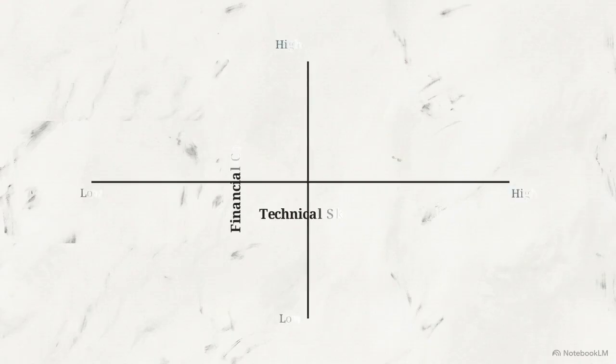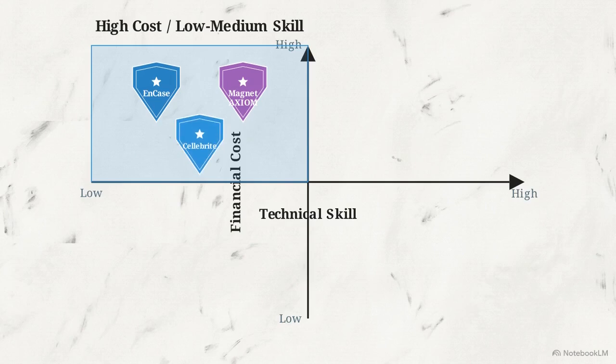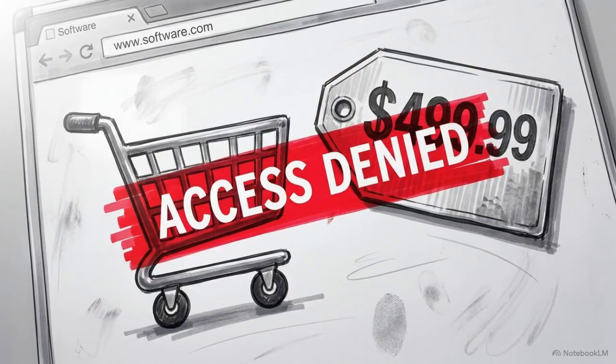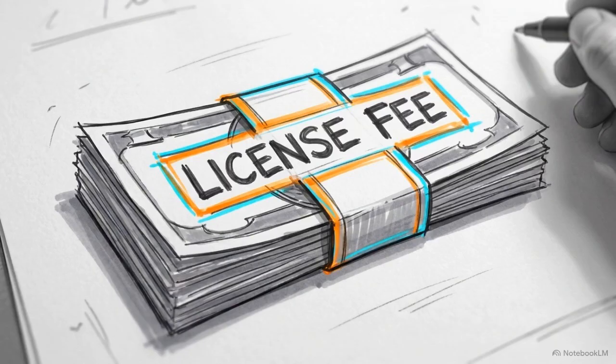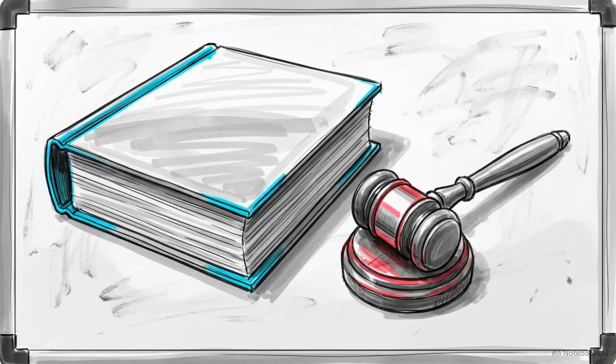On the chart, this profile lands directly in the high-cost, low-to-medium skill quadrant. This space is dominated by heavyweight proprietary tools like EnCase, Magnet Axiom, and Cellebrite. The barrier to entry here is purely financial. These systems demand prohibitive investments, costing thousands of dollars per license, plus annual renewal fees. The output is highly streamlined. They offer fully automated data parsing and the specialized ability to bypass mobile device encryption, and they instantly generate standardized reports designed specifically to hold up in court.